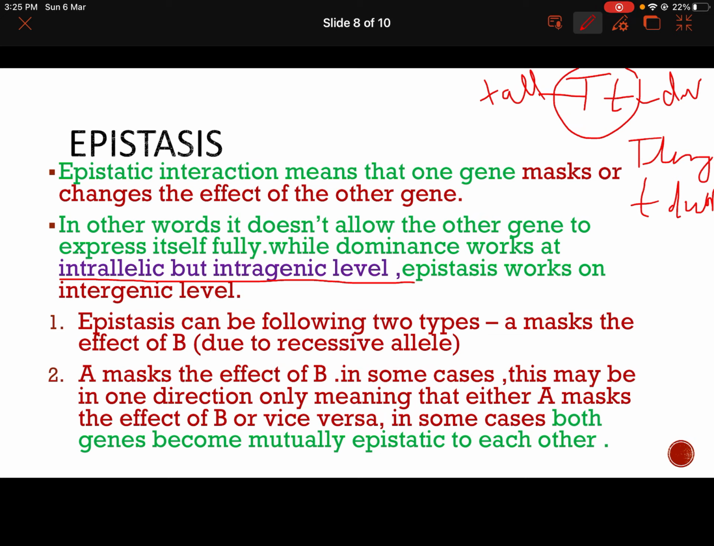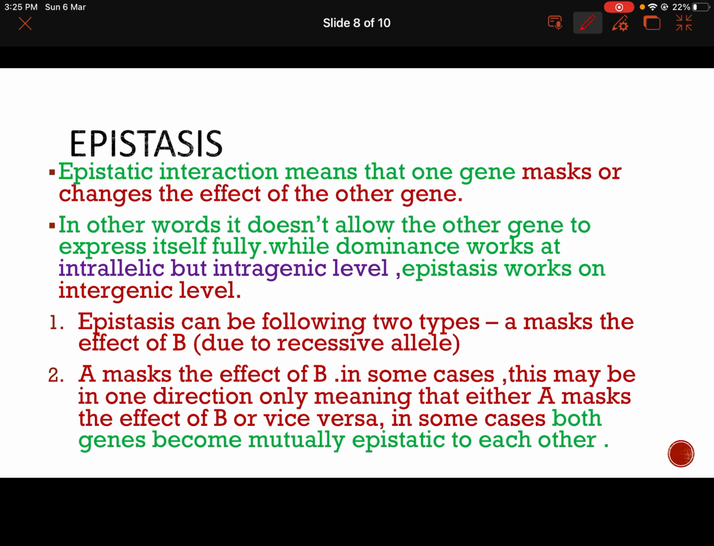I have made a video on this topic. If you want to check, you can go and watch. See, epistasis works on intergenic level. It affects another gene, not its allele.